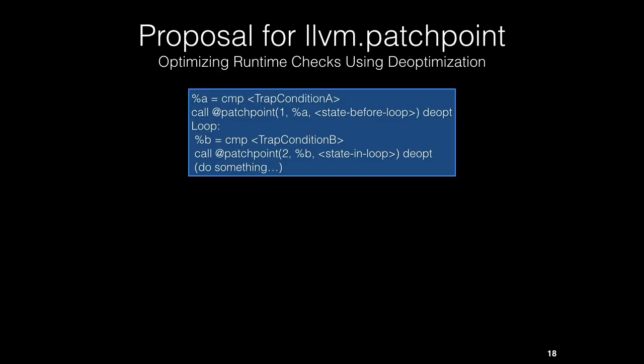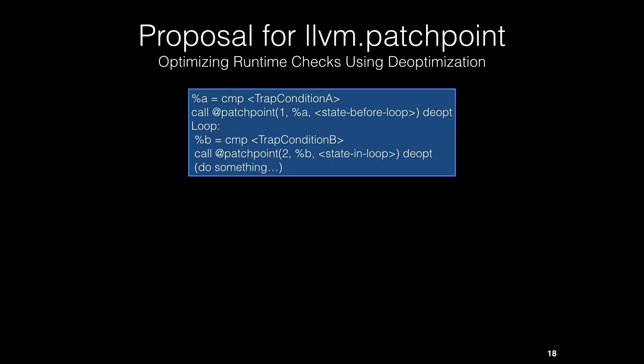So here's an example where we have code using patch points. And I'm using this new technique of giving the patch point a condition. So you'll see 2 patch points, one outside of a loop, one inside the loop. The patch point outside the loop is given condition A. And what I want that to mean is that if condition A is true, you've got to call into the runtime at this point. And we're telling the runtime you're at location 1, and this is the state for location 1 before the loop.